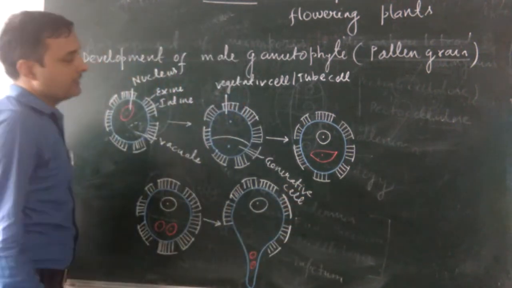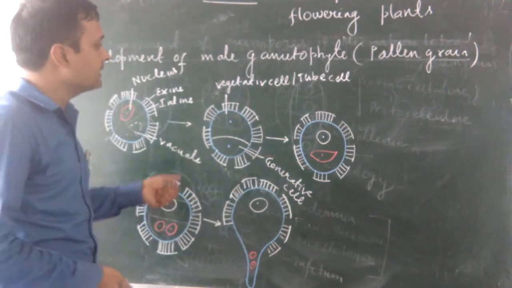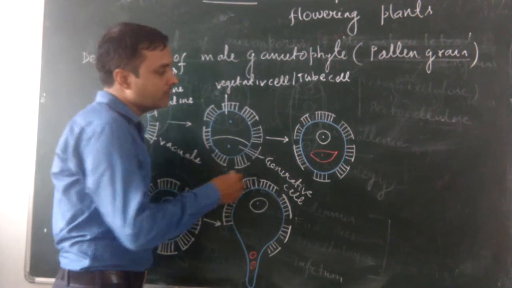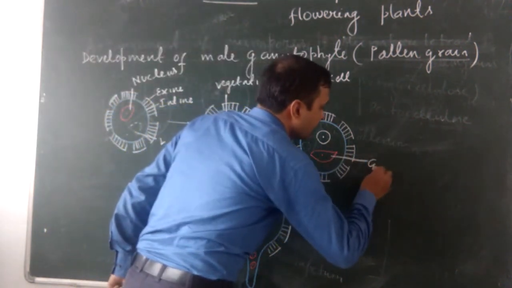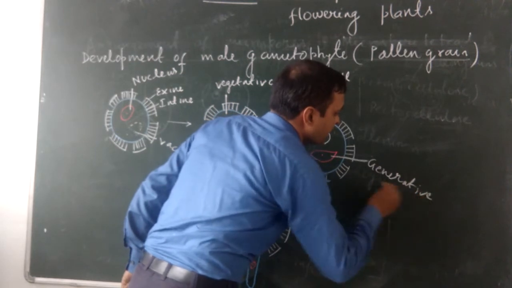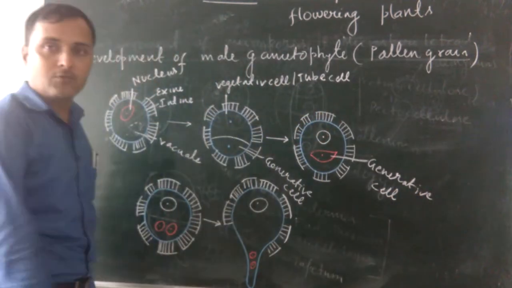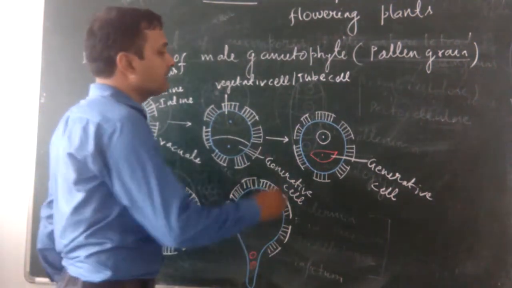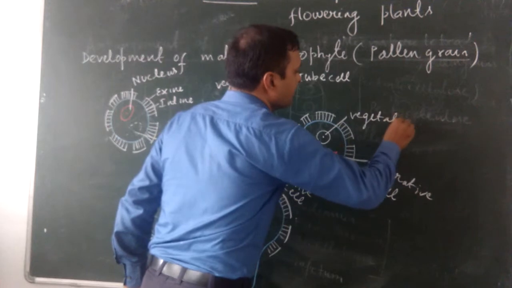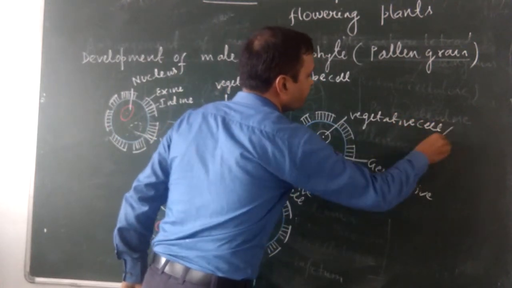When the further process takes place, this generative cell becomes a spindle cell due to dissolution of its cell wall. And this is the vegetative cell. The vegetative cell remains as such. The vegetative cell is also known as the tube cell.